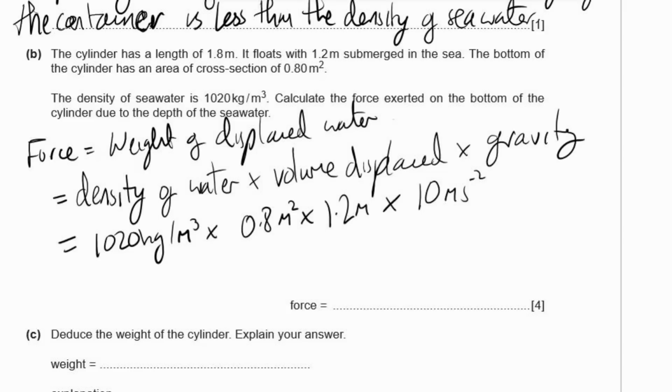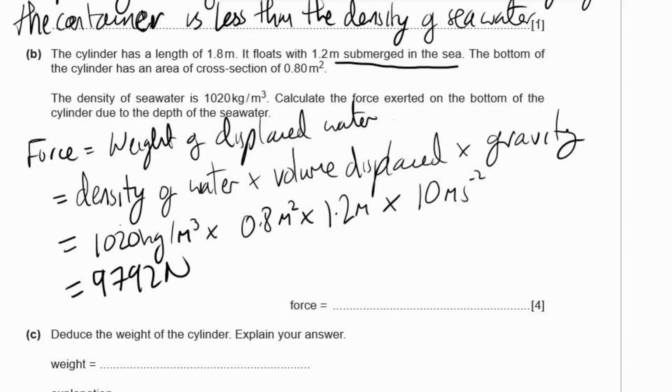So there we go, that's 1020 kilograms per meter cubed multiplied by 0.8 meters squared, that's the bottom area, multiplied by 1.2 meters, which is the amount that's submerged in the sea, so not the total length, just the amount submerged, multiplied by the value of gravity, which is 10 meters per second squared. There we go, and that gives me a value of 9792 newtons.